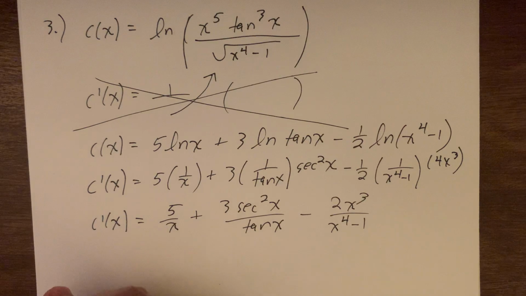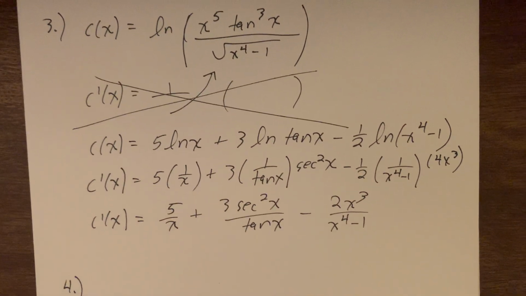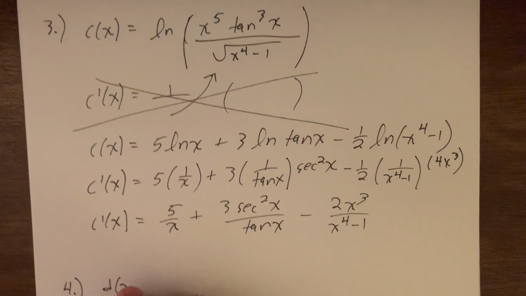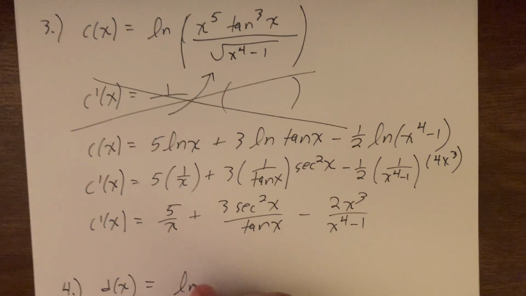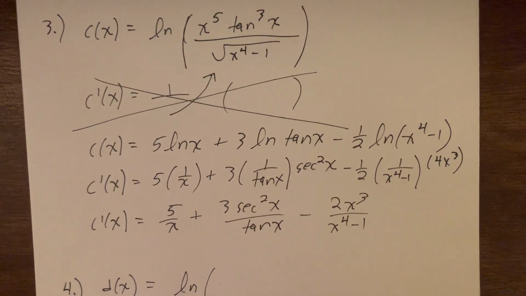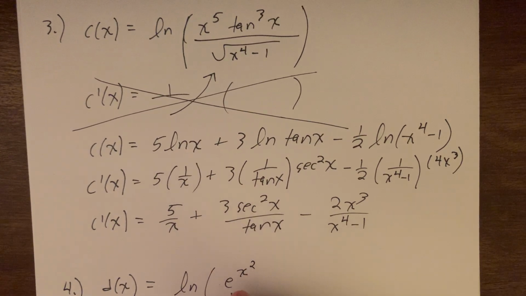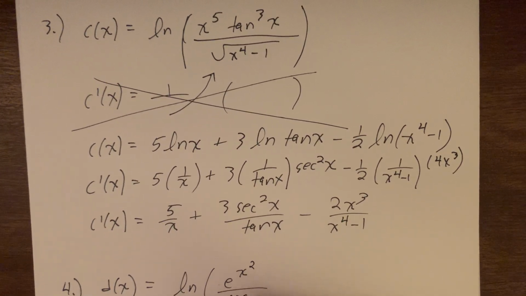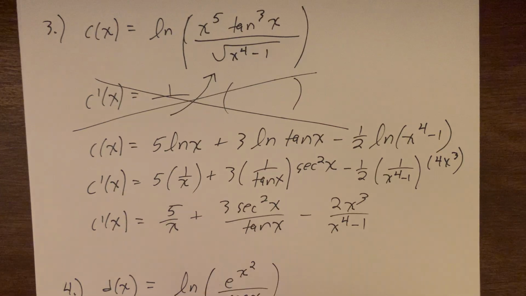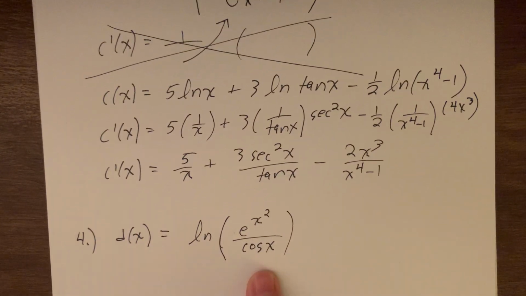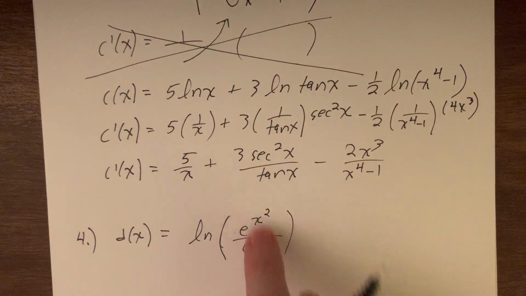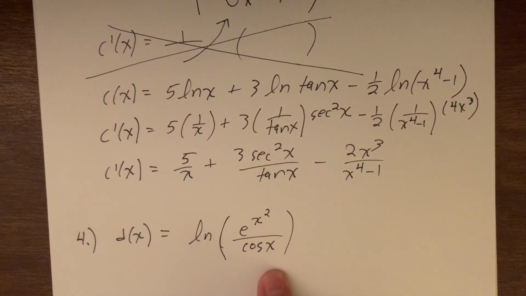Okay, number 4. Let's get a little more practice with this. Let's take a look at log of e to the x squared divided by cosine x. Not as bad as number 3. Still a little messy though. So once again, not as bad.